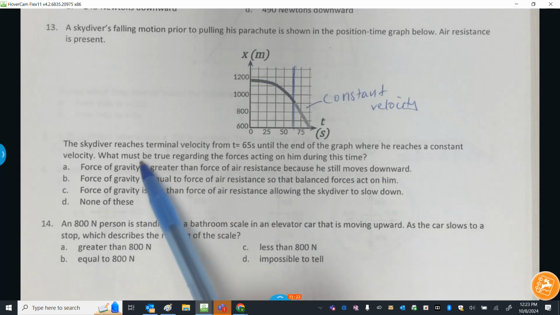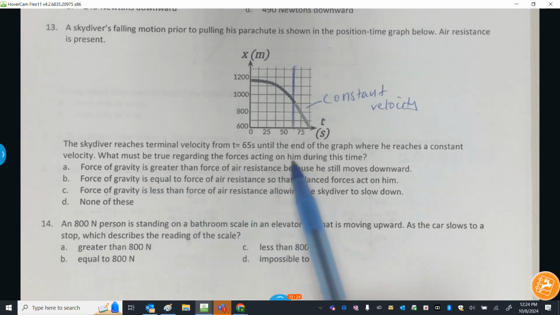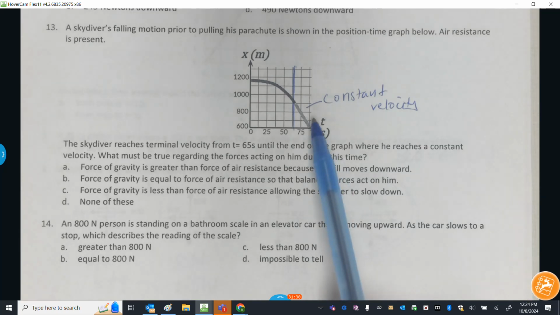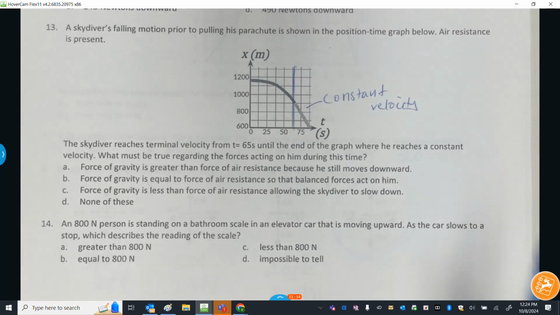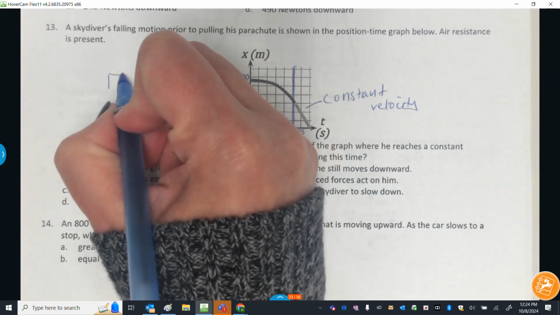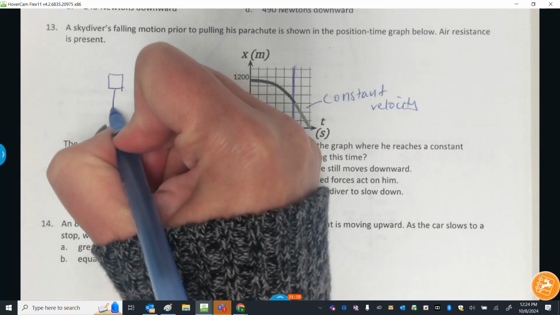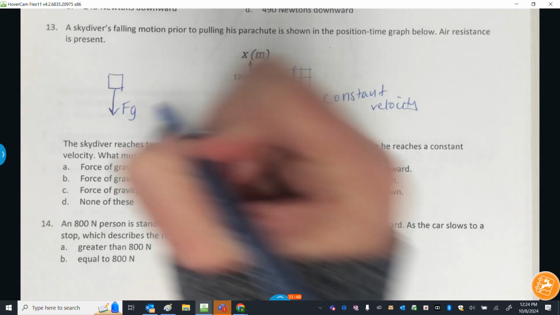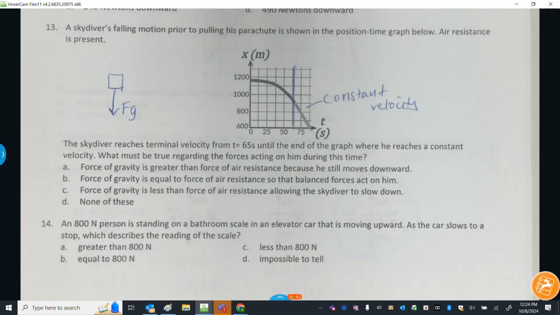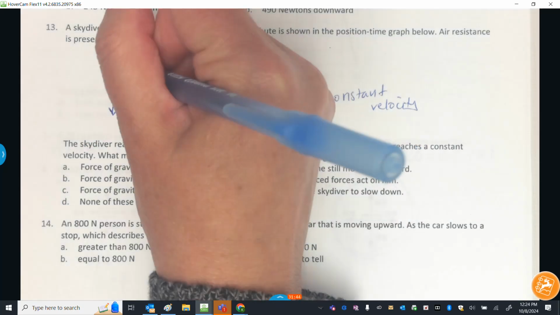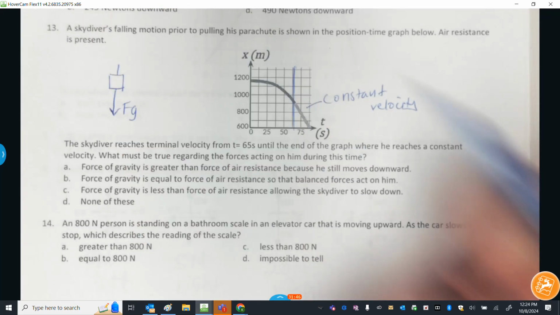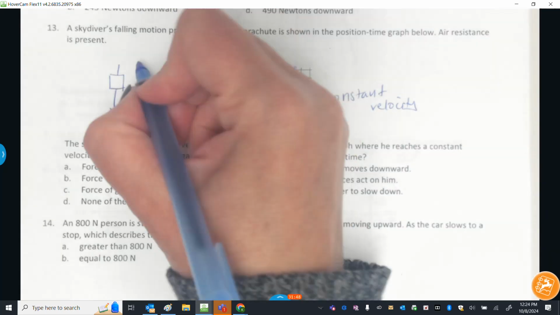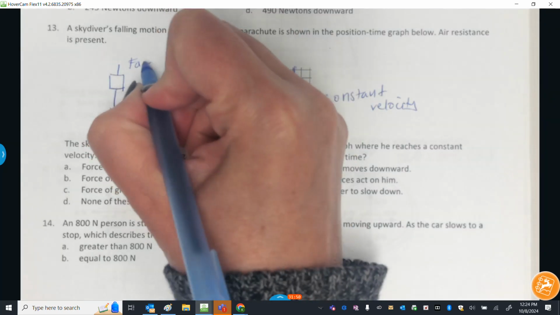What must be true regarding the forces acting on him during this time? And so it wants to know what has to be true about the forces on him right here. And we know that there's really only two forces acting on him as he is skydiving. Of course, he's falling due to that force of gravity pulling him down. And then we also have an upward force of air resistance, which I'm not going to finish drawing yet. But your air resistance is upward.